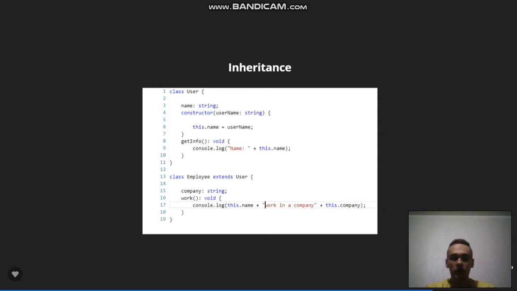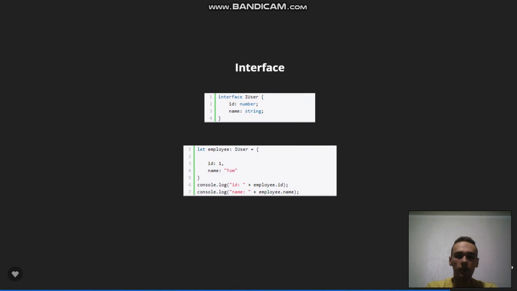Inheritance. One of the key points of object-oriented programming is inheritance. In TypeScript, inheritance is implemented using the keyword extends. Interface. To define a new interface, the keyword interface is used.